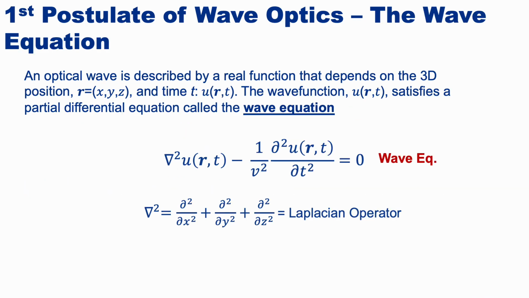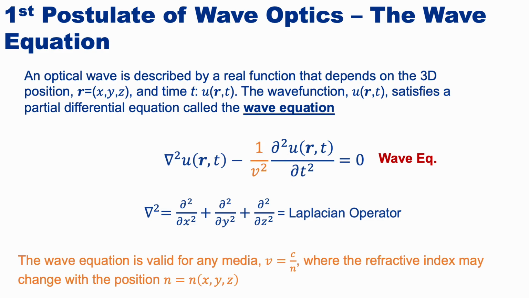So in wave optics, we have three postulates. The first one is related to the wave equation. Every time we talk about an optical wave, it is going to be defined by a real function that depends on the three-dimensional position and the time. The wave function needs to satisfy the wave equation, which is a partial differential equation because we have the Laplacian operator, the second derivative with respect to space, and the partial derivative of the wave function with respect to time.